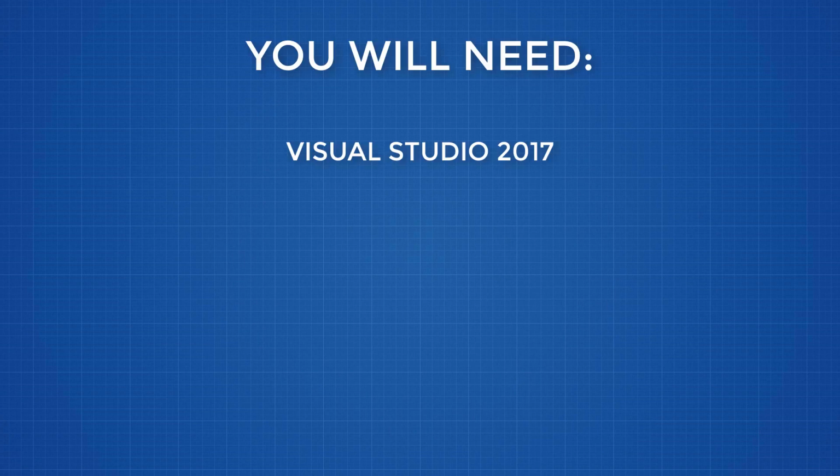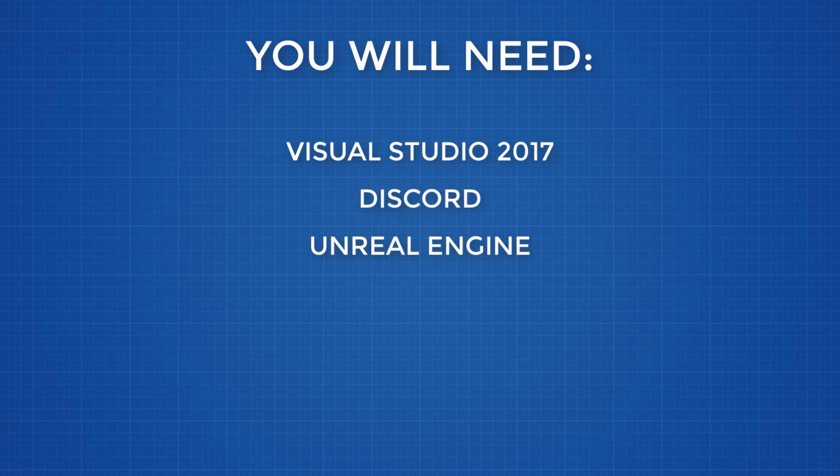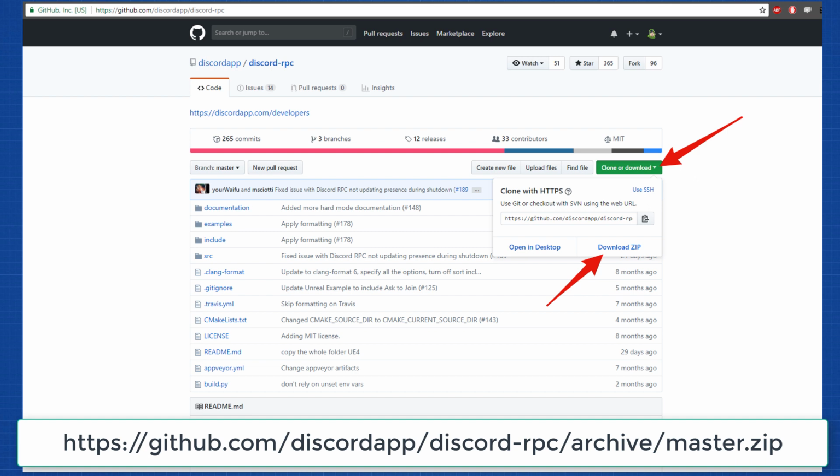Today, we're going to be putting Discord's rich presence into our game. Before we start, you'll need Visual Studio 2017, Discord, and Unreal Engine installed. Step 1. Download the rich presence example files.